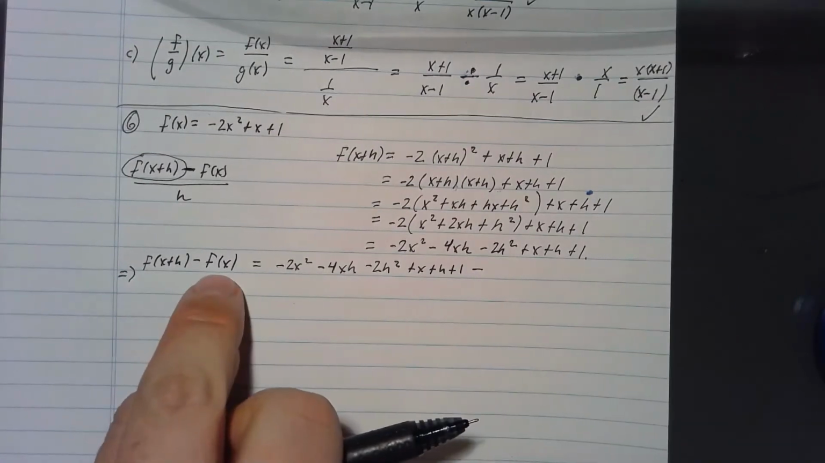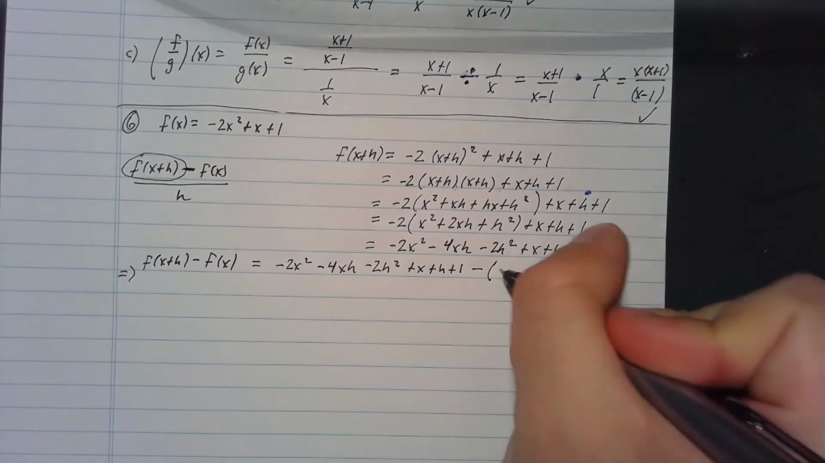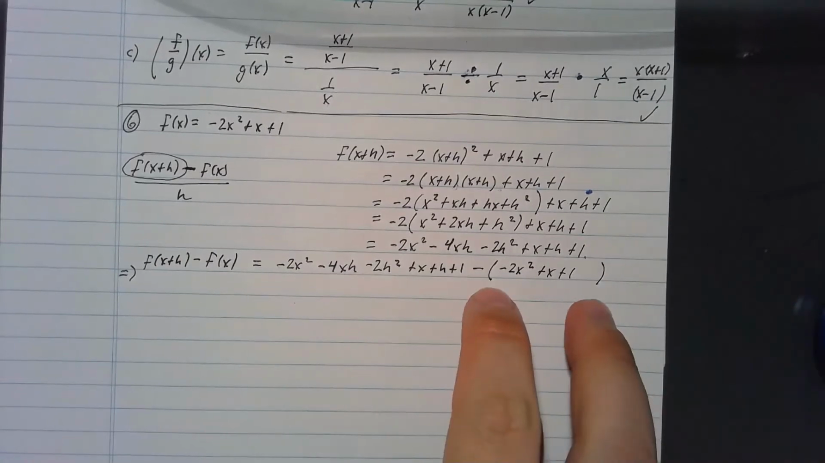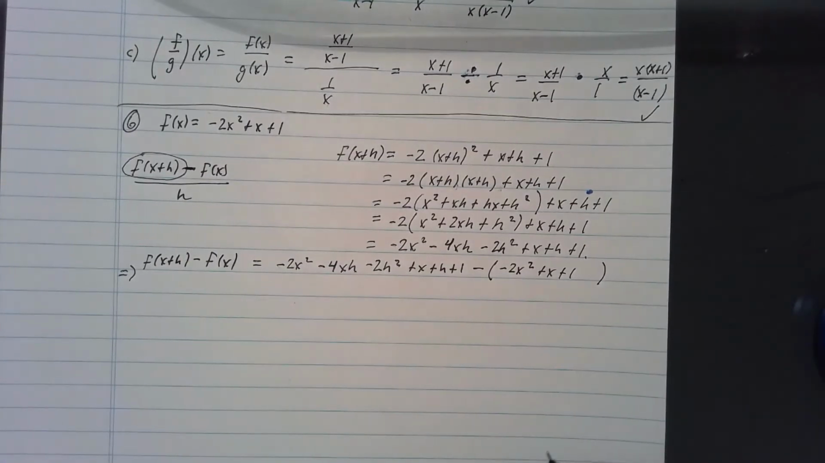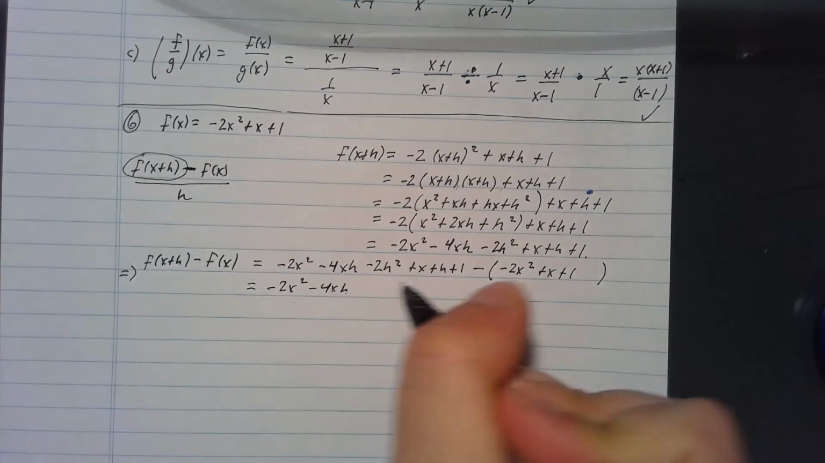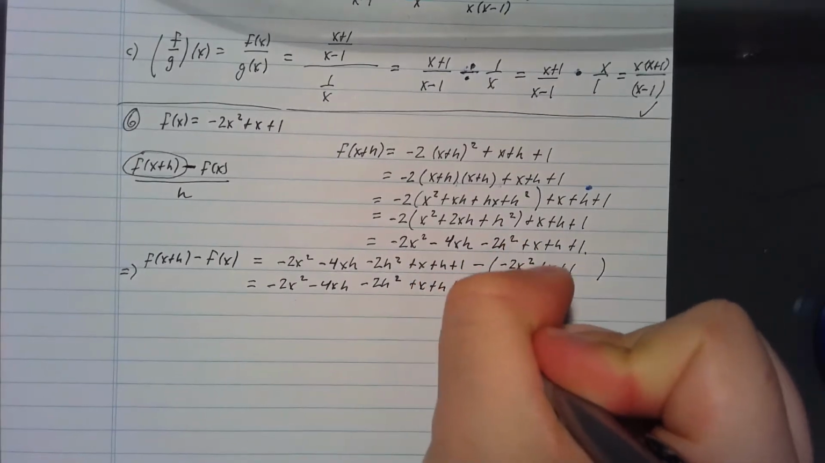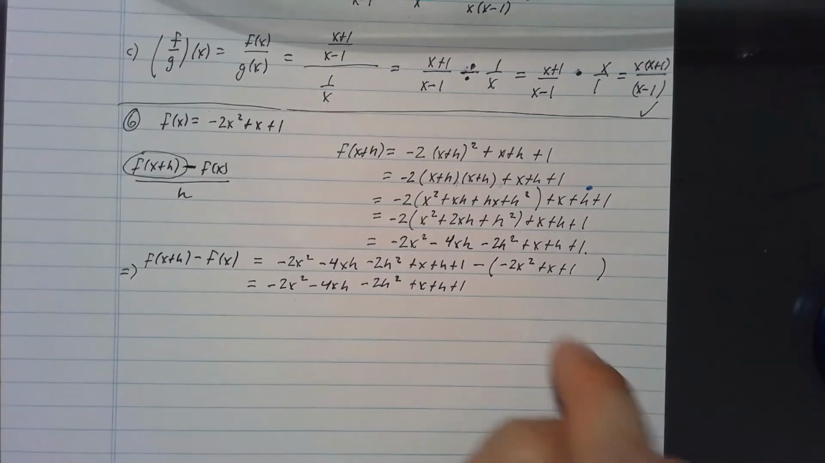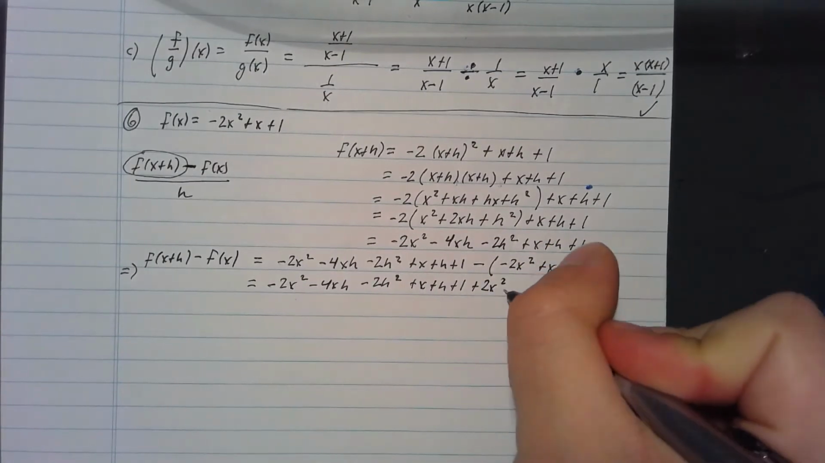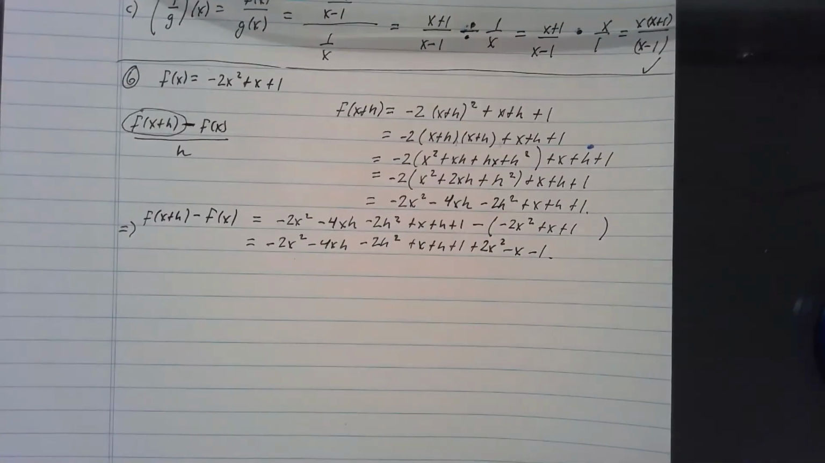Minus the whole function. Now don't forget to include the parentheses for the whole function. So that's minus 2x squared plus x plus 1. If you forget to put parentheses here, you're going to screw this up. So when you do that, you're going to get minus 2x squared minus 4xh minus 2h squared plus x plus h plus 1. Distribute the negative. You're going to get positive 2x squared minus x minus 1.